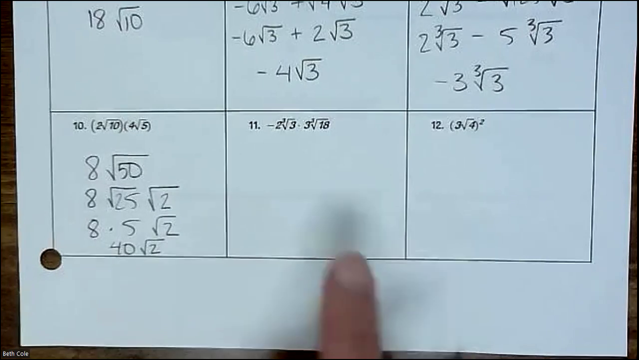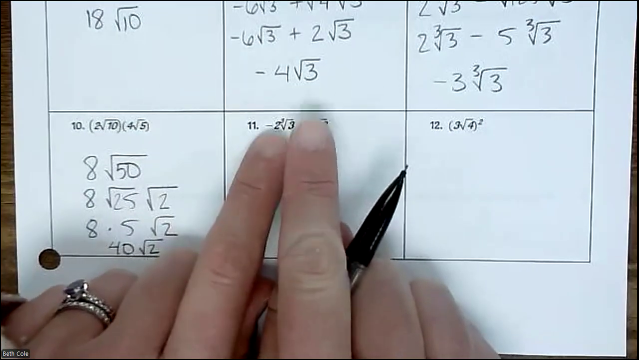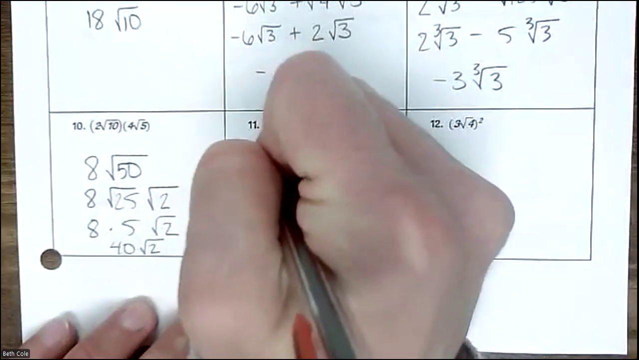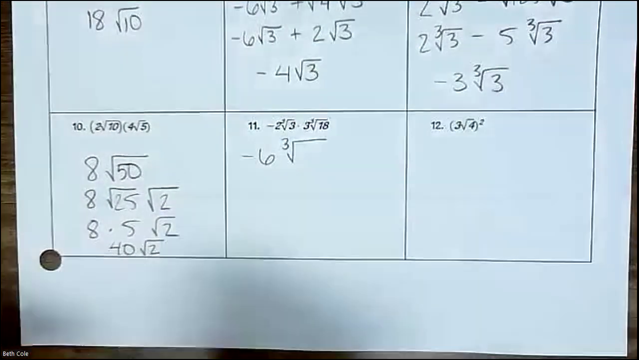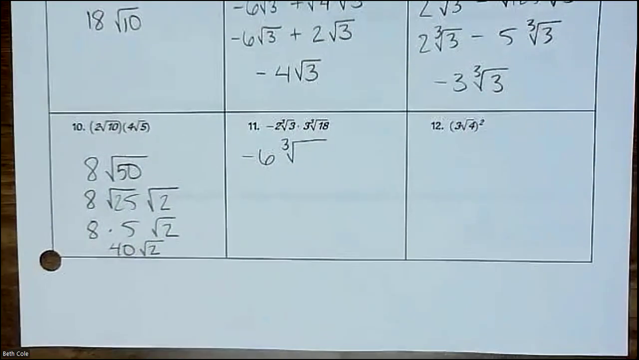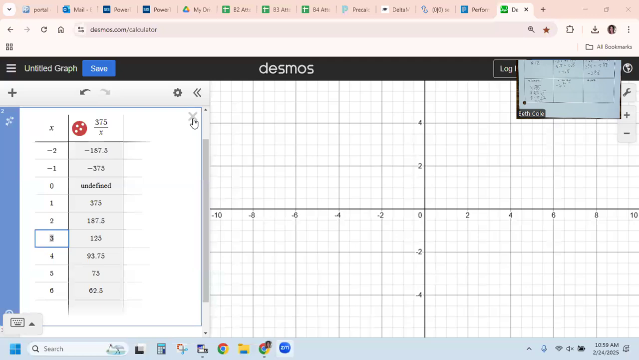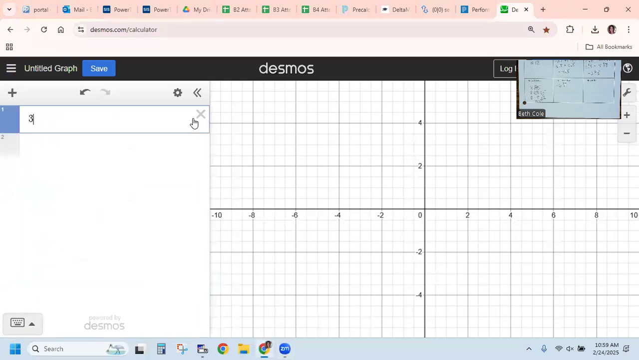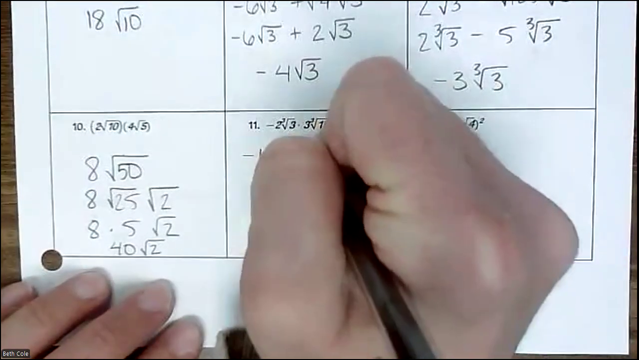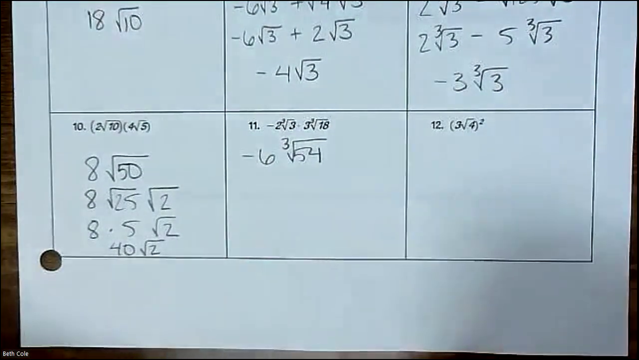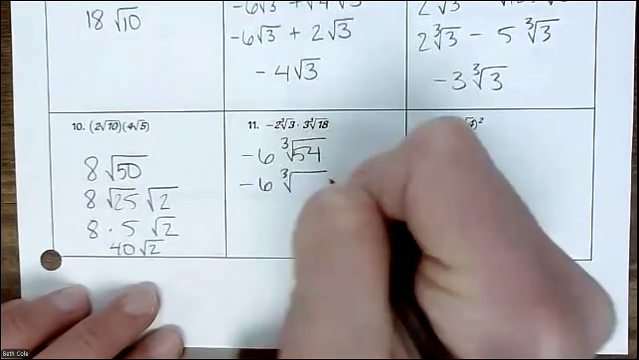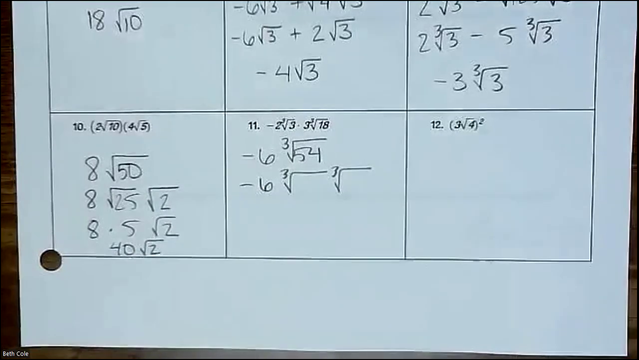Let's try it again. The numbers outside, -2 times 3, -6. And then do the numbers inside, 3 times 18. I don't know that one off the top of my head. I don't have my 18 times tables numbers. You want to guess? Estimation's an important skill. 54. The -6 is just there. Like it's just there. I don't have a better explanation.